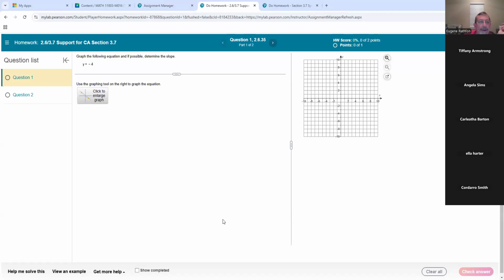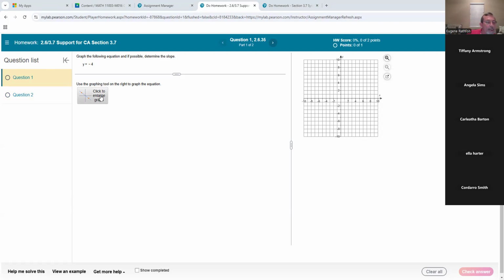Let me ask y'all this. Are y'all seeing my number 1 for support 3.7? Yes. Y equals -4. What kind of line will that be? Is it solid since it's equal? Well, on support, you don't have to worry about solid and dashed because we don't have inequalities. I was just wondering, is it going to be vertical or horizontal? Oh, Ella, I think you got it. You said horizontal. Good job.